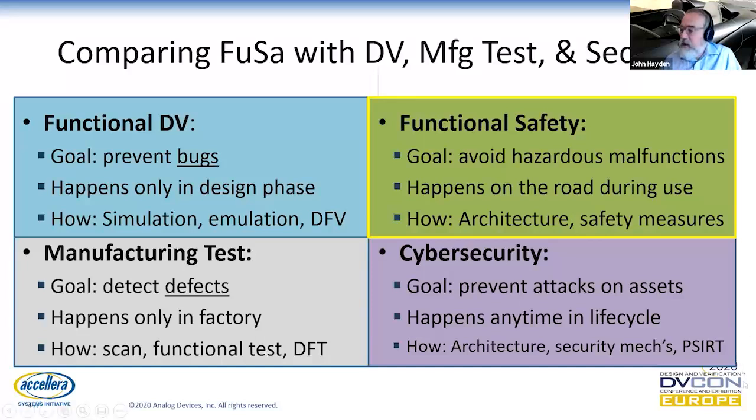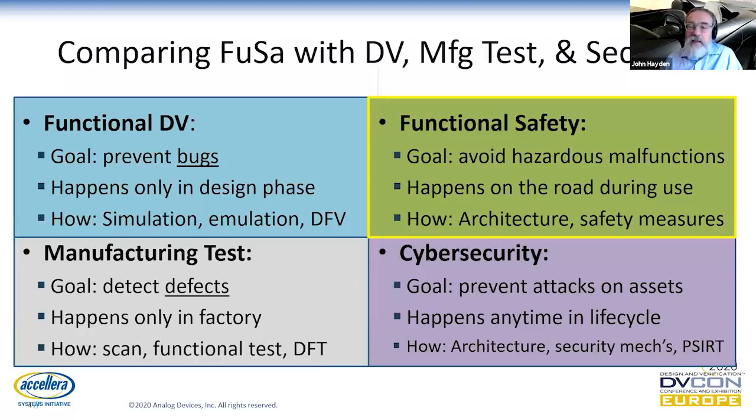But on the right here, functional safety and cybersecurity happen through the whole life cycle of the product. After it's left the factory, when it's being installed, manufactured at the customer and in the car over many years, and even into decommissioning. And the goals here are somewhat different. The goal for functional safety is to prevent a malfunction from causing a hazard. And we don't really care about the details of it. We just make sure that the system becomes safe. We don't care about debug at this stage, for instance.